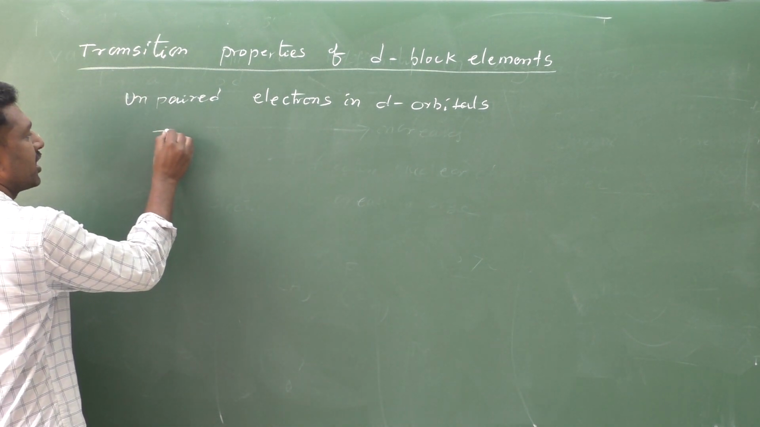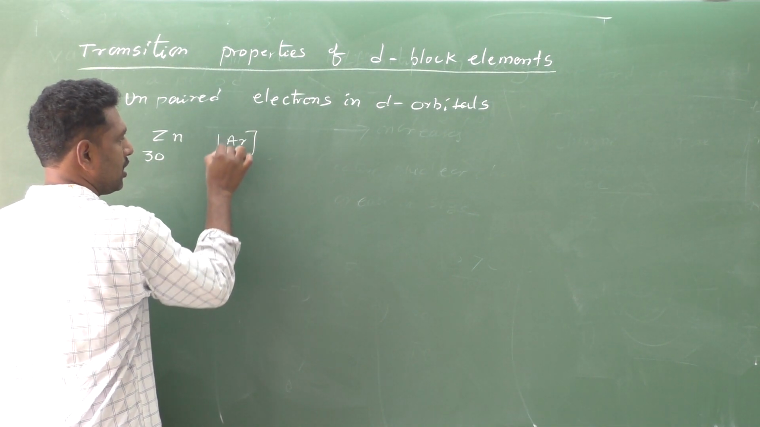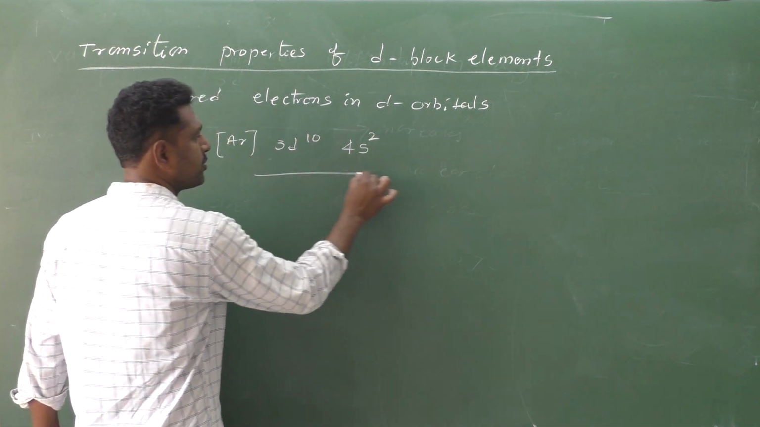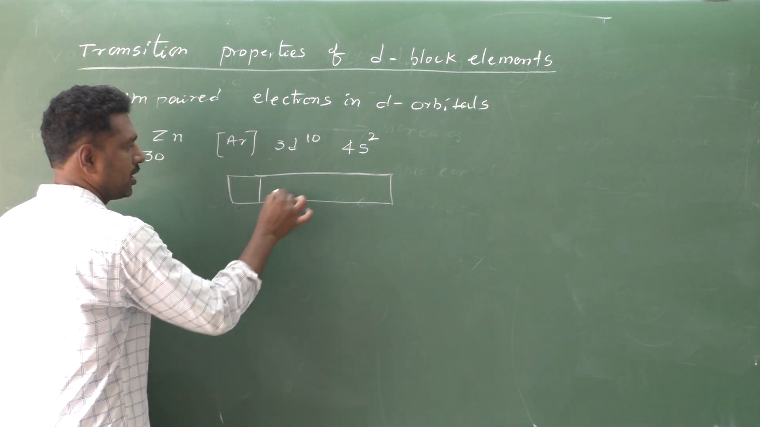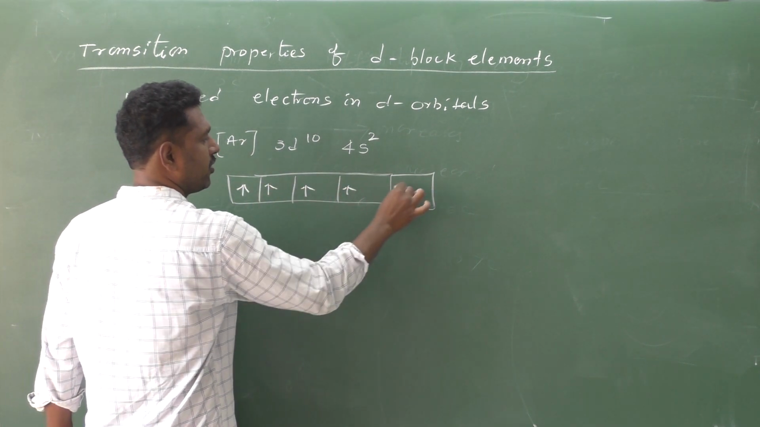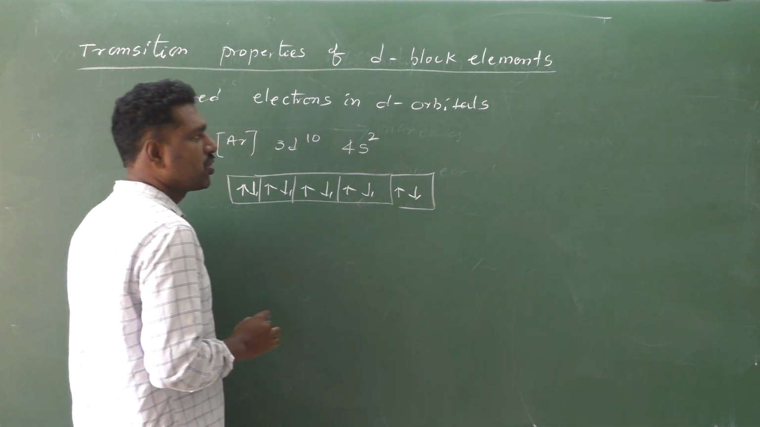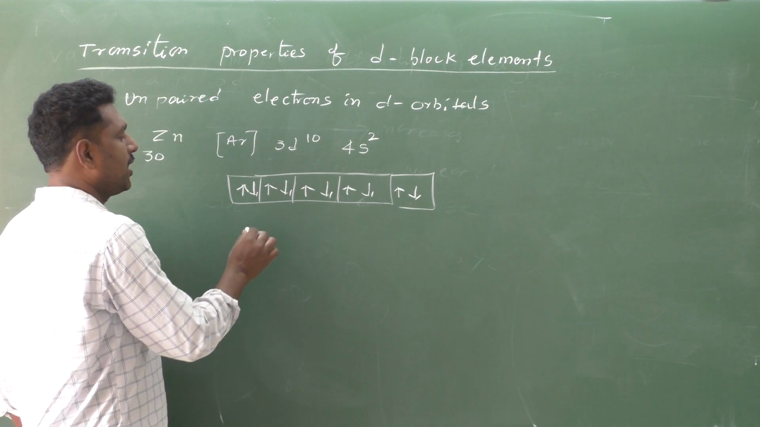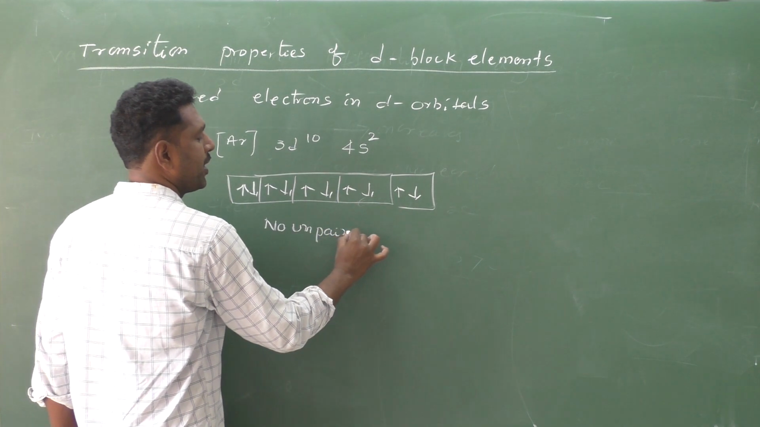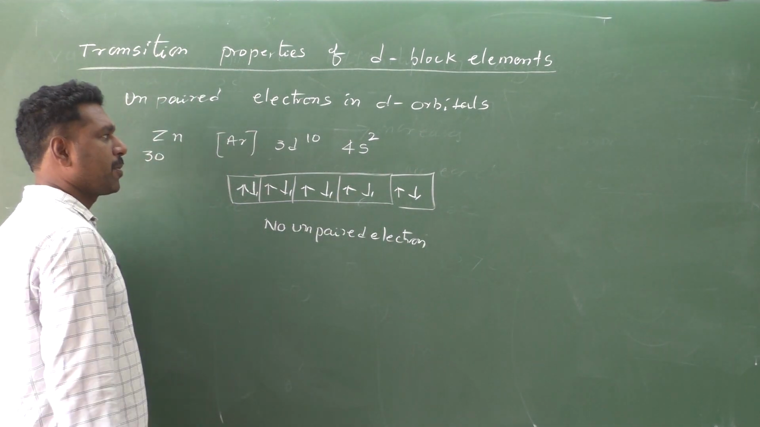For example, zinc. Zn has atomic number 30, with configuration argon 3d10 4s2. When you observe the zinc electronic configuration, there are 10 electrons in the d orbital, so there is no unpaired electron. Therefore, it does not exhibit some properties. I will explain what the properties are.